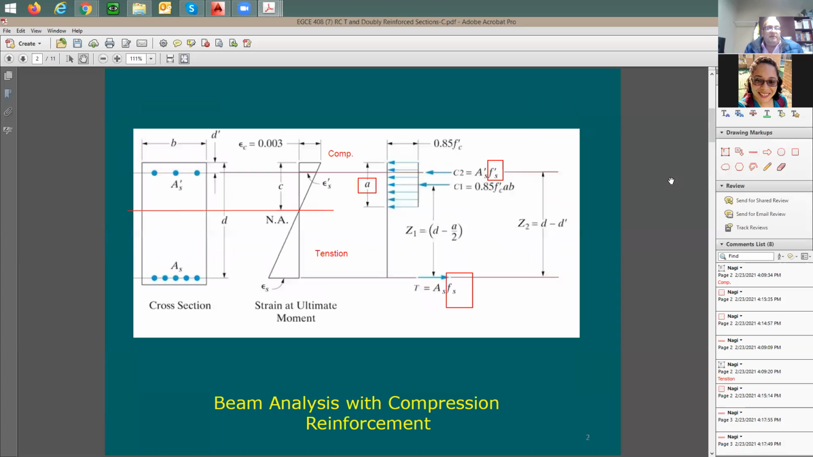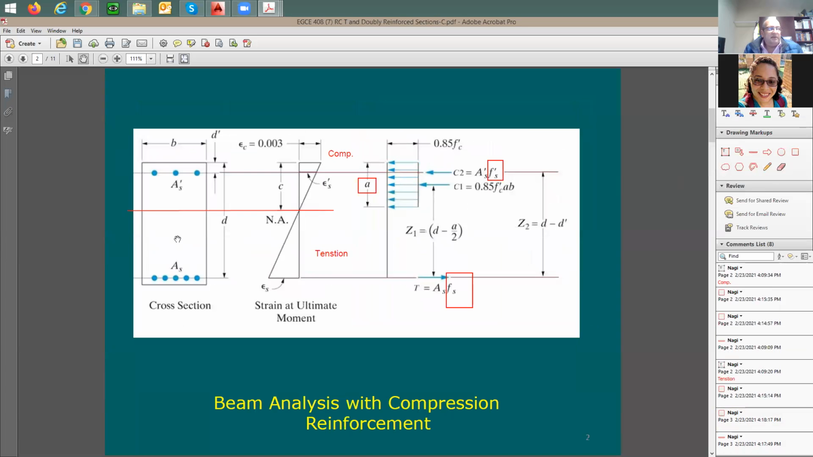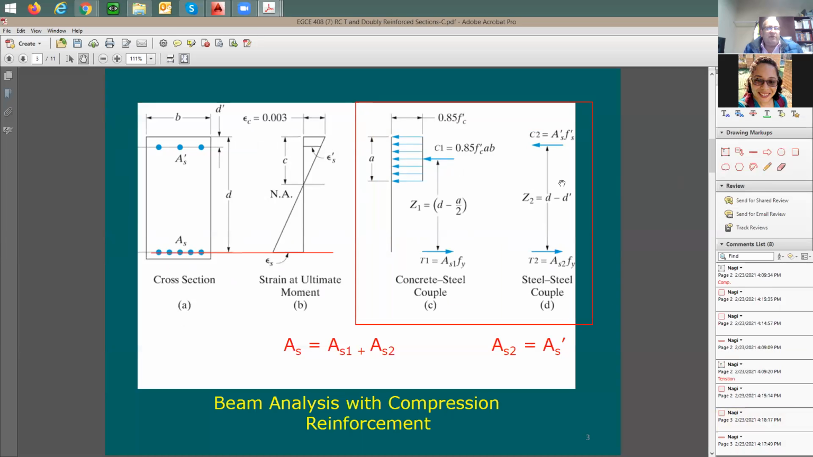So what we decided, if you look here, I have three figures or three graphs, 1, 2, and 3. Here I'm going to have 1, 2, 3, 4. These two graphs, these two illustrations, are actually for the force. So look at this: section, strain, force. Section, strain, force, and force.